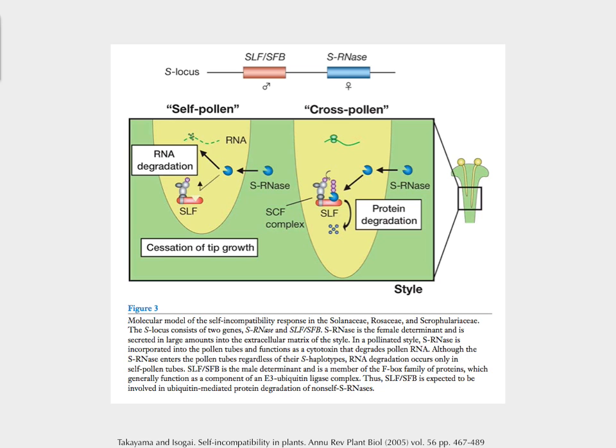Self-incompatibility. Right? So this shows some mechanisms for preventing inbreeding. If the plant recognizes its own allele in the style, it rejects the pollen. This is one mechanism for keeping from selfing. Okay. Why might you want to prevent selfing?